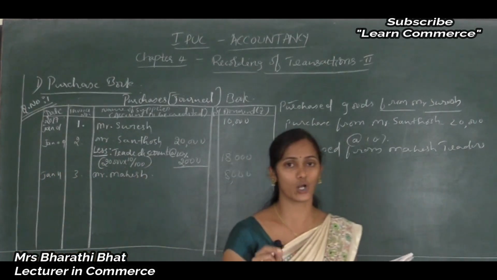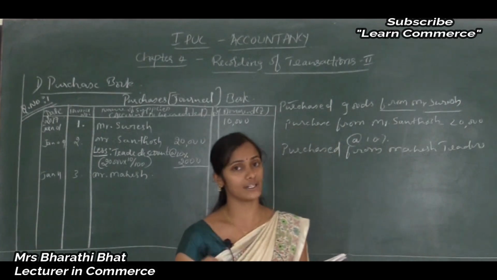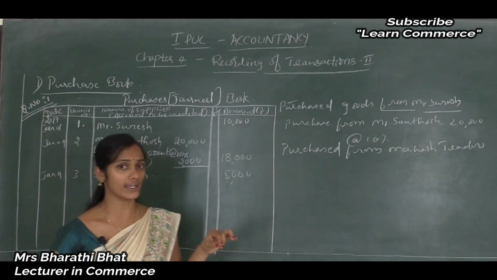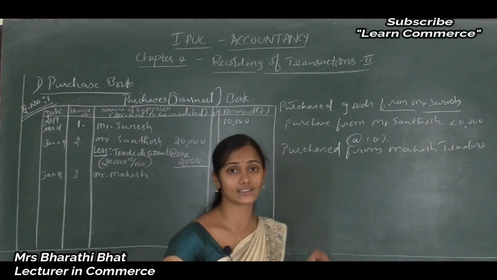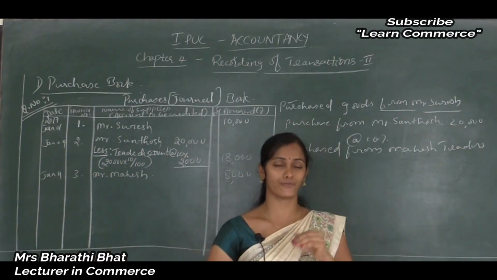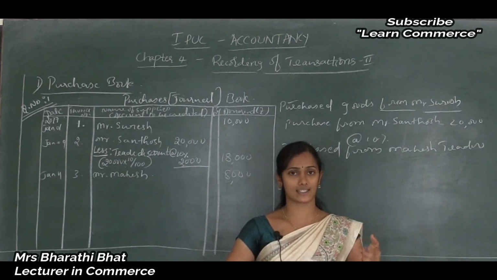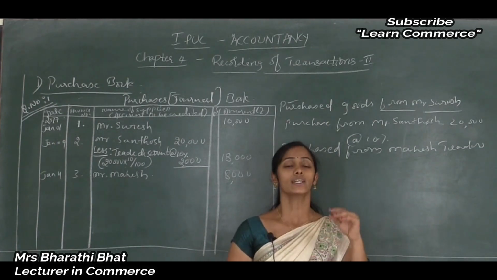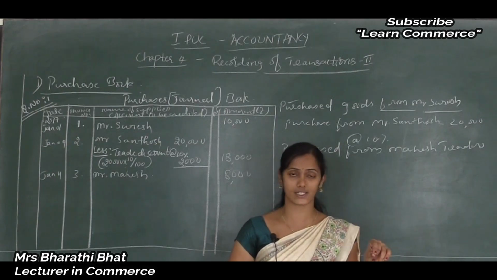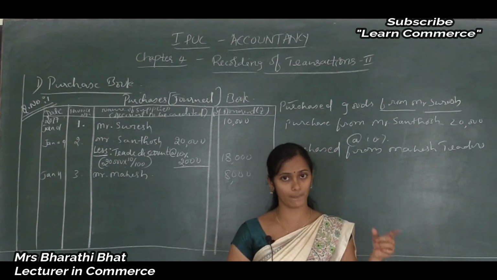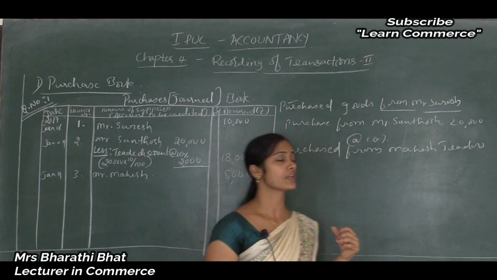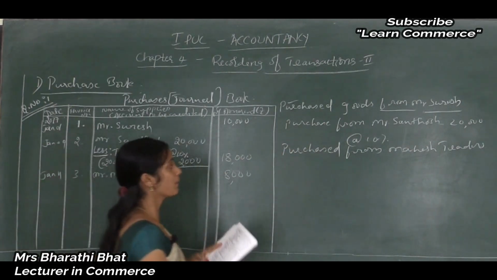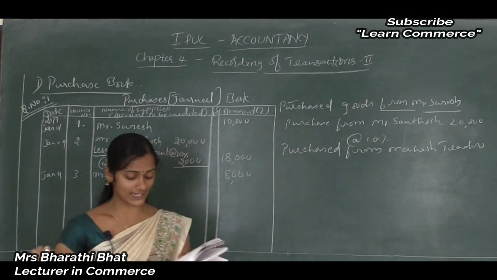The transaction dated January 16 will appear in journal proper. Why? Because this transaction relates to the purchase of fixed assets. So according to our knowledge, the purchase of fixed assets comes under journal proper, not in the purchase book. Clear now? Okay. And the next one, Jan 26, bought goods from Girish.